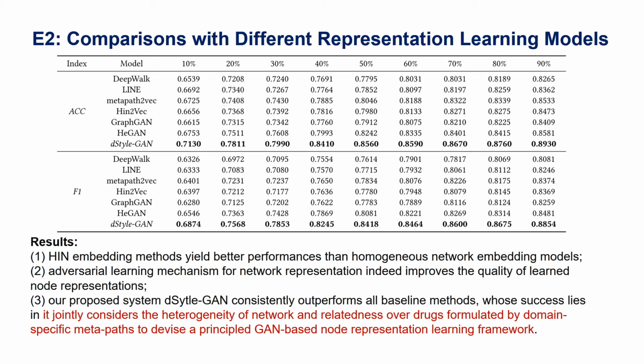Then we evaluate our proposed GAN-based representation learning model by comparing with other 6 state-of-the-art embedding methods such as DeepWalk, LINE, metapath2vec, AHIN2vec, Drug-GAN, and HIN-GAN. From the result, we can see that first, heterogeneous information network embedding methods perform better than homogeneous network embedding methods. Second, adversarial learning models indeed improve the quality of node representations. Third, our proposed method outperforms all baseline embedding methods.